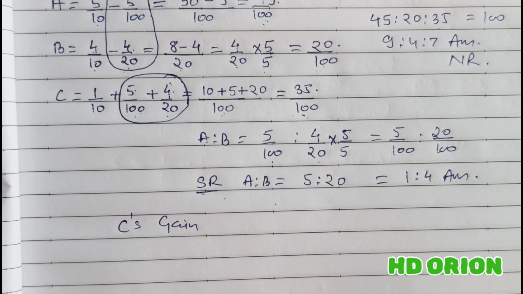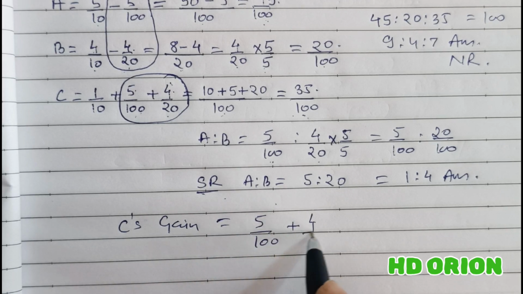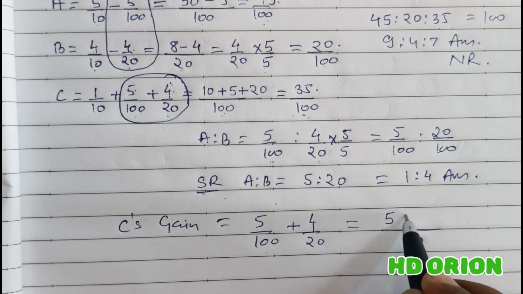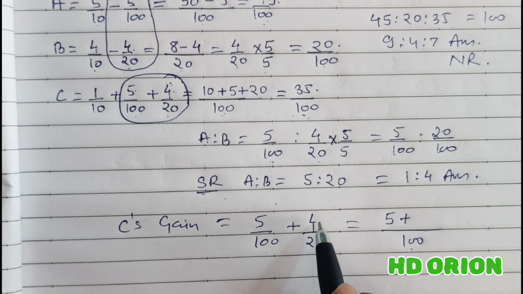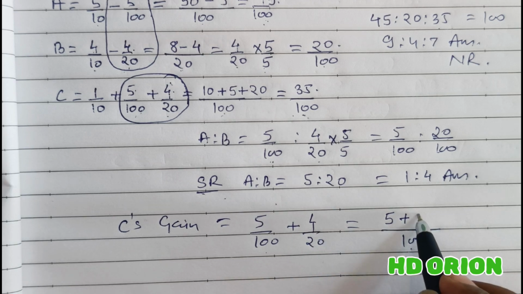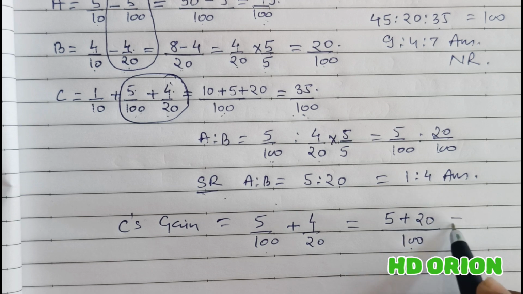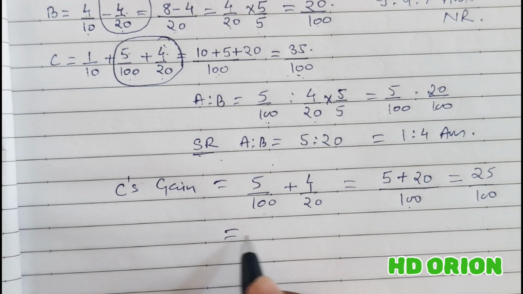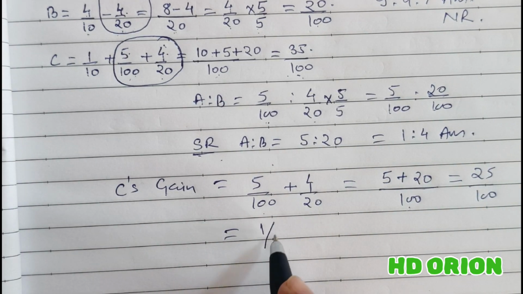C's gain we can calculate here: 5 by 100 plus 4 by 20. Here the LCM will be 100. 100 divided by 100 is 1, 1 multiplied by 5 is 5, plus 100 divided by 20 is 5, 5 multiplied by 4 is 20. So it is 25 by 100. And C's gain, if you cancel this, is 1 by 4.